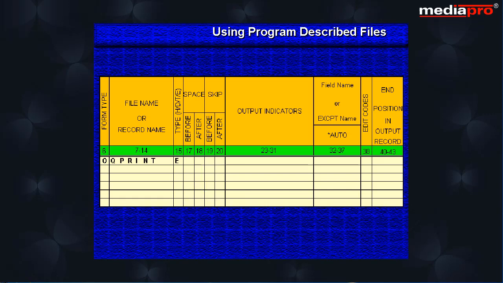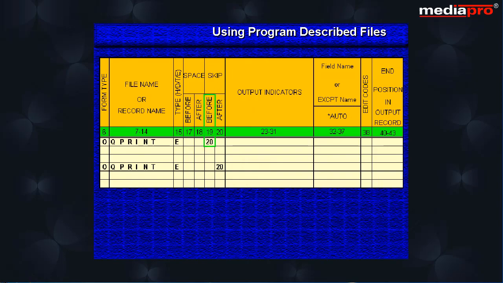Also, you can specify whether the positioning has to be done before or after a particular line is printed. Column 17 is used for the space before entry and column 18 for space after. Columns 19 and 20 are for skip before and skip after entries respectively. We use skip when we want to specify a particular line number to which we want the printer to move.